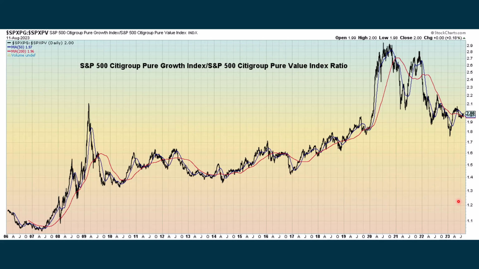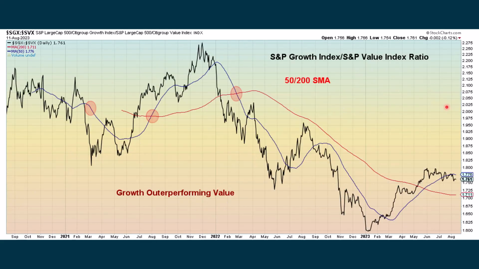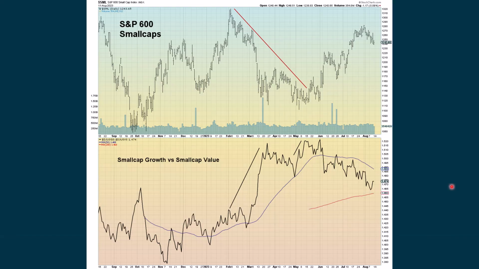We look at a pure growth index versus the pure value index, where we're chopping around, but we're still seeing that growth is outperforming value. Then when we look at value compared to growth, it's showing how value is underperforming. And then the last chart looks at another index showing how growth is outperforming value. Then we look at the small cap growth versus small cap value.